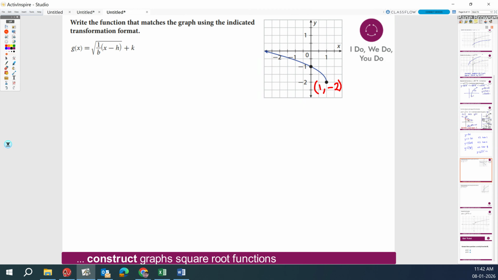So what are the transformations this tells us? It has a vertical translation down by 2 units, and a horizontal translation right by 1 unit. Next up, we can see that the domain is x is less than or equal to 1. What does that tell us? It's a reflection over the y-axis.